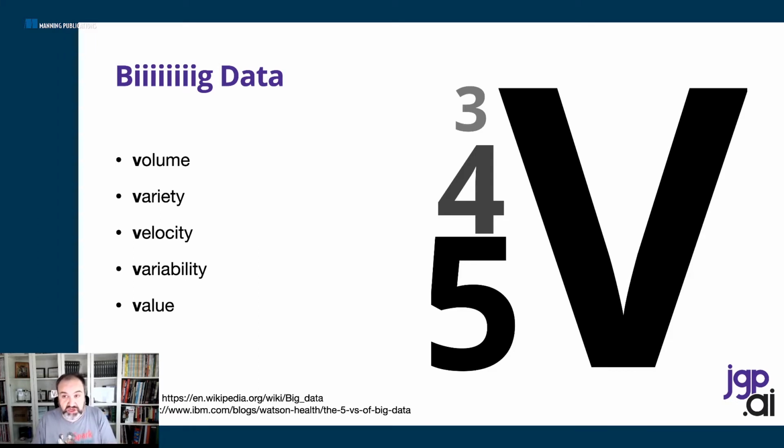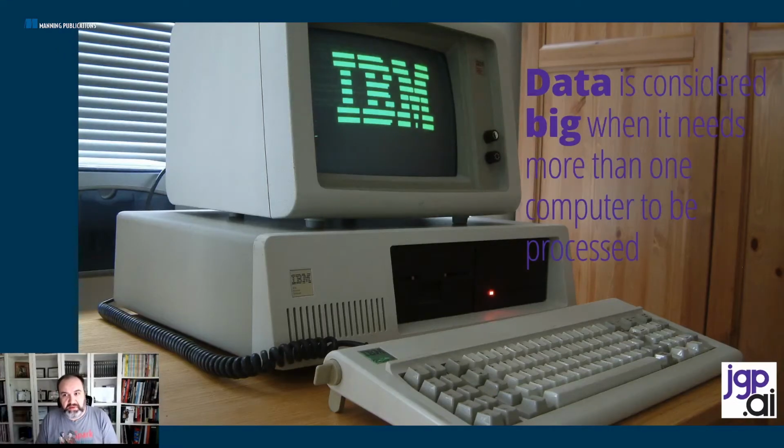Another definition I like, and actually like better, is that data is considered big when it needs more than one computer to be processed. So I'd like to pause a little bit on this definition. Why is that important? Why is that an important definition for me? First is because if the data is big and needs more than one computer, it implies distributed computing. Okay, and we'll touch a little bit on that.